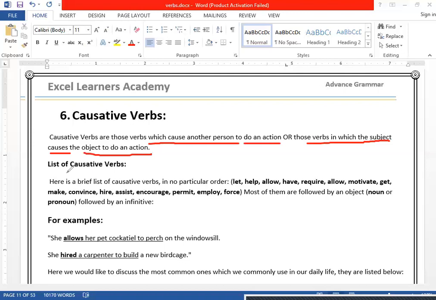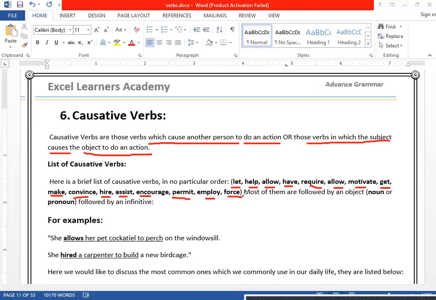Now look here. This is the list of causative verbs that I have written here for you all. Help, allow, have, require, motivate, get, make, convince, hire, assist, encourage, permit, employ, enforce. They are called causative verbs. And these causative verbs are followed by an object, as in the definition that the subject causes an object to do something.